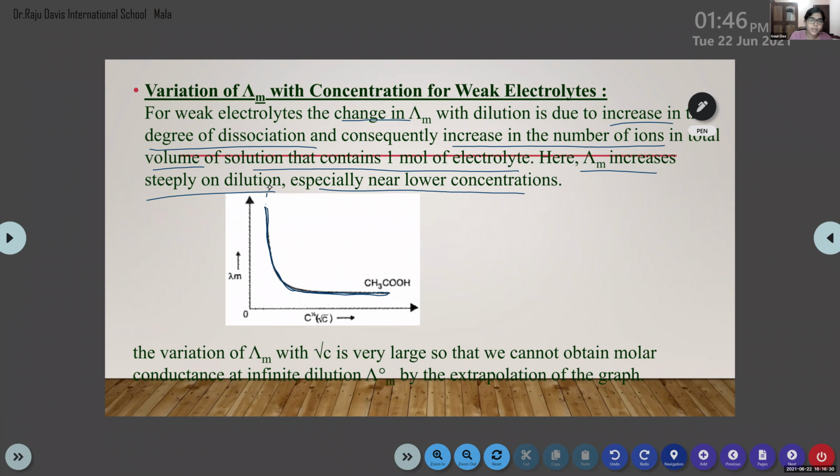Ma'am, what is extrapolation? That means extending. That's it. When this is a graph, we can extend this graph. It is known as extrapolating. Okay, extrapolating towards the y-axis.